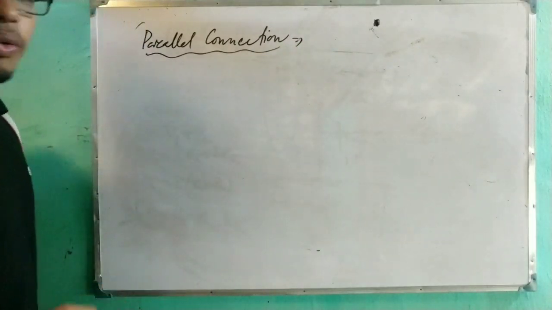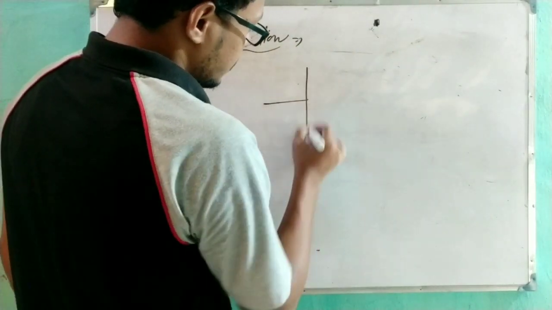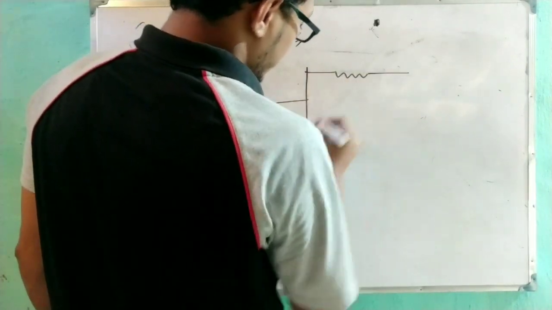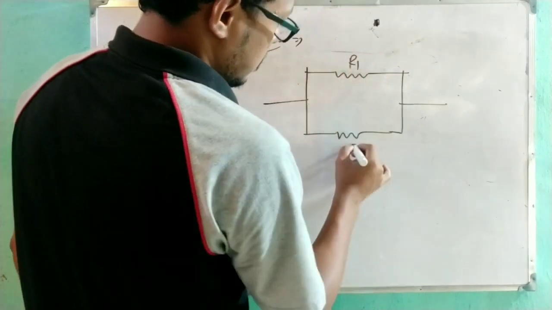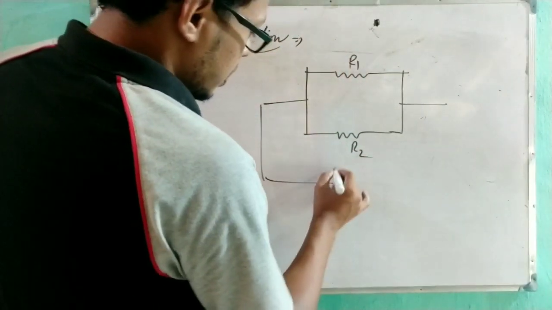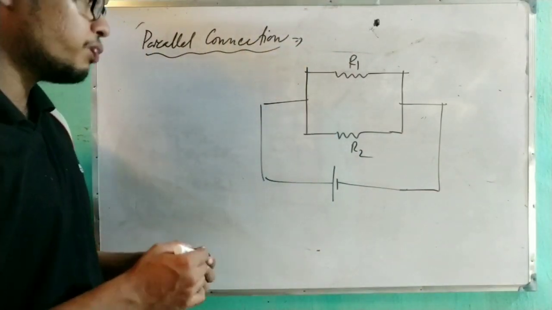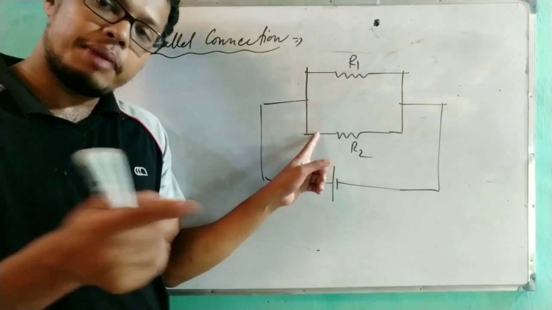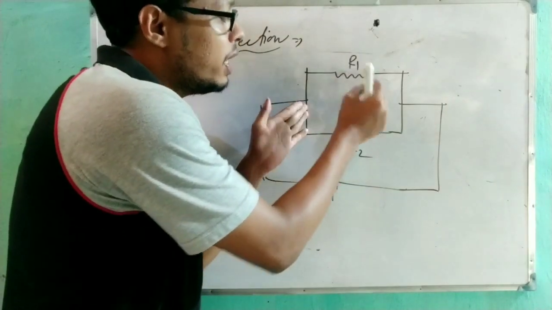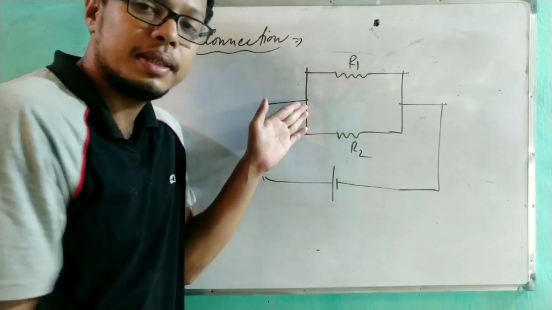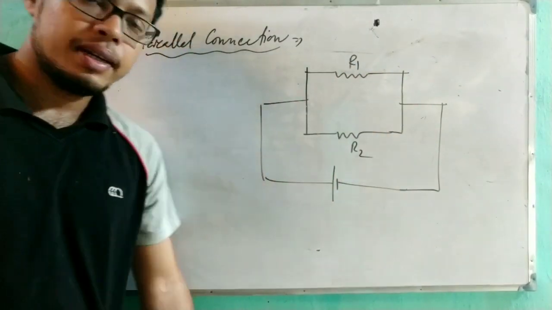Okay. Now what about the parallel connection? See, I am drawing, then I am telling. Two resistances. This is R1, this is R2. Now in case of parallel connections, see what are the parallel connections? When the first end of all resistances is connected to one terminal and the second end of all resistances is connected to another terminal, then the connection is called the parallel connection.